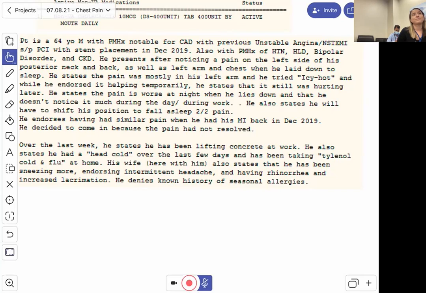I would say, just to start with, the fact that the pain is worse at night when he's not exerting himself, and if he doesn't notice it during the day while he's probably exerting himself, makes it less likely. Perfect.